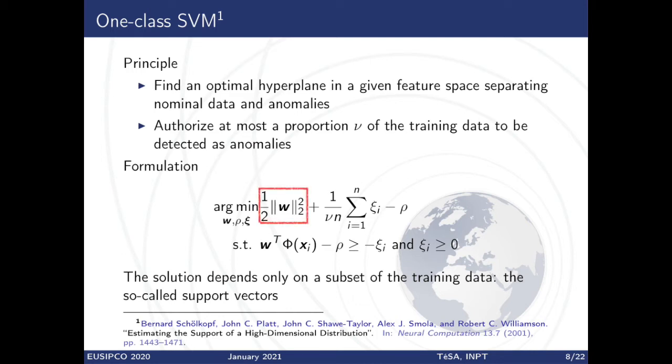The first term is to minimize the margin of the classifier. And the second term involves a so-called slack variable xi that will ensure that at most a proportion nu of the training data are detected as anomalies. Finally, this optimization problem is made under several constraints, ensuring that the algebraic distance between the training data and the estimated hyperplane are positive, except for those for which the slack variable are strictly positive. So this relies on support vector machine theory, and we can show that the solution depends only on a subset of the training data, which are the so-called support vectors.